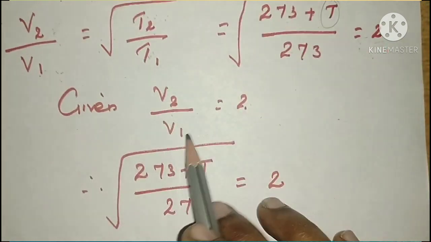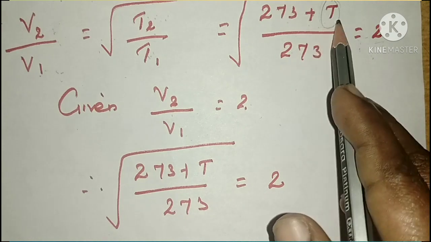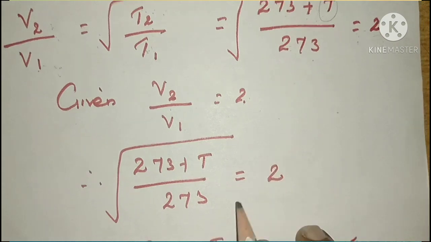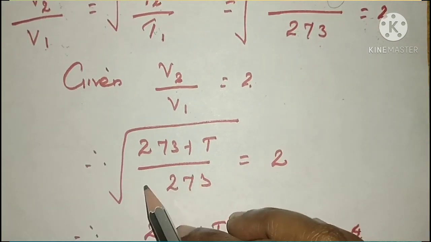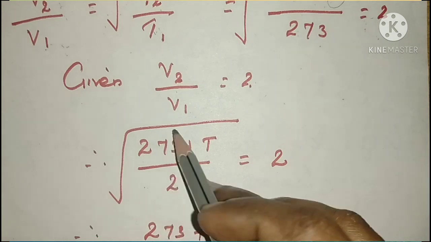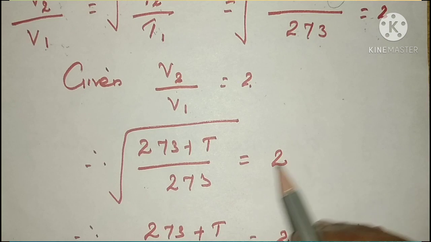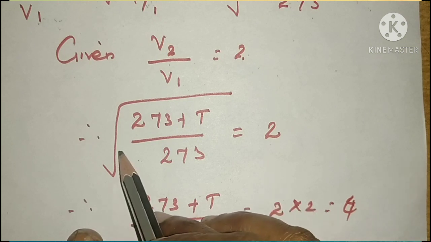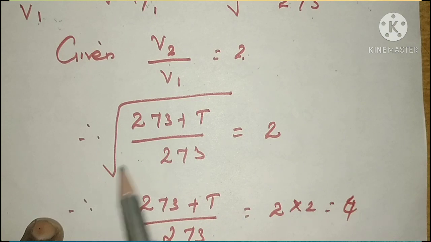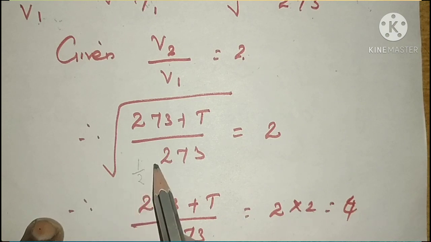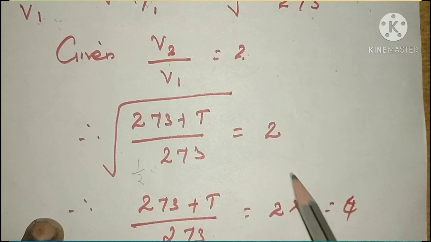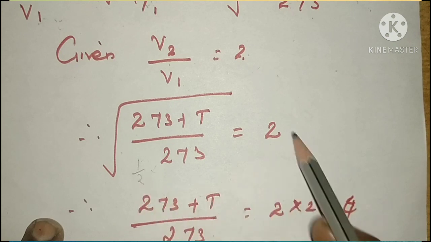So, V2 by V1 is root of 273 plus T divided by 273 is equal to 2. That is the given data. Next, if you are taking the square root, what you will do usually? Yes, we can multiply 2 on both sides. 273 plus T divided by 273 is equal to 2 into 2. Actually, this square root denotes 1 by 2 power of 273 plus T divided by 273. If you take this 1 by 2 to the other side, it will become 2, isn't it?